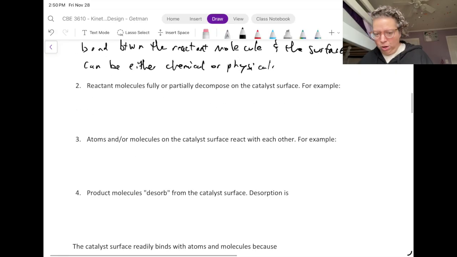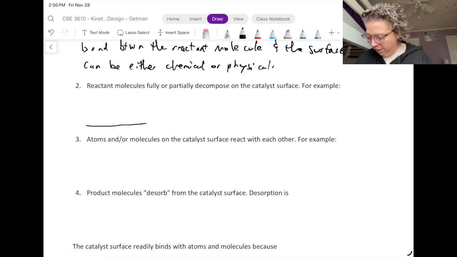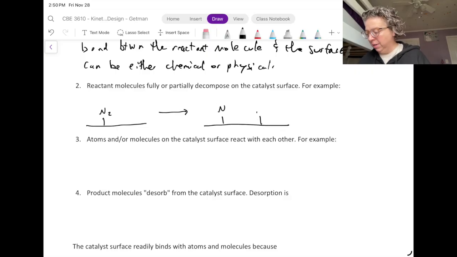Once adsorbed, the reactant molecules can fully or partially decompose on the surface. For example, a simple case would be if we bind molecular nitrogen, it could dissociate to two nitrogen atoms on the surface. This is an example of a situation where the adsorbed species are much more stable than the gas phase species. It is much more energetically preferable to have oxygen atoms adsorbed to a surface than it is to have oxygen atoms in the gas phase.